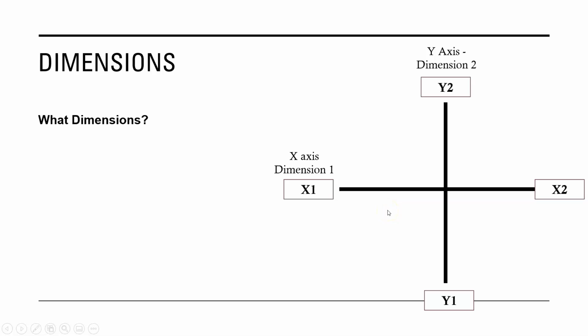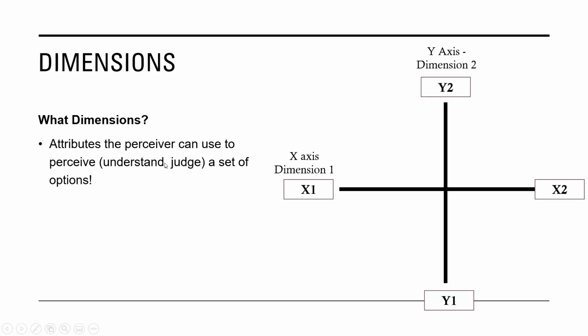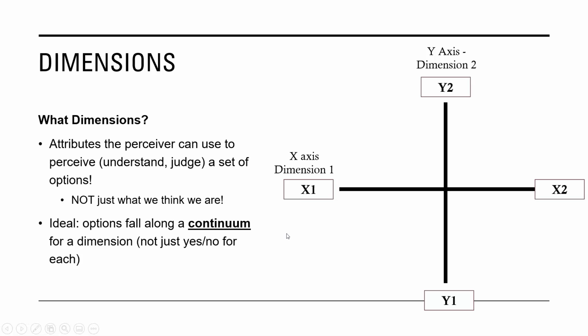Now, how to pick? What dimensions to pick? What you want is to pick attributes the perceiver can use to perceive, that is, to understand or judge a set of options. So you don't want just what you think you are or what you think you are supposed to be, but you want what the customer, consumer, user, or client can or will think about their options. So what are their perceptions? Ideally, you also want options that fall along a continuum for a dimension. So you don't want just either yes or no or this or that. You want it to vary.